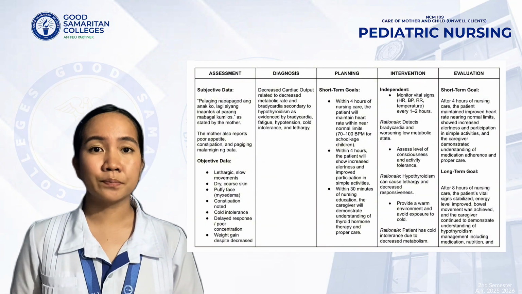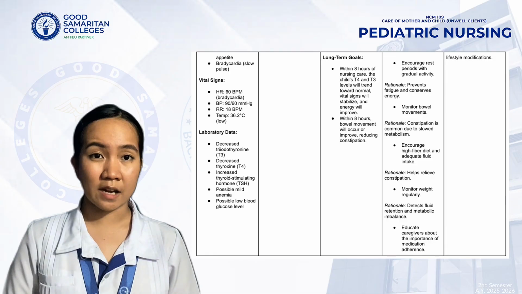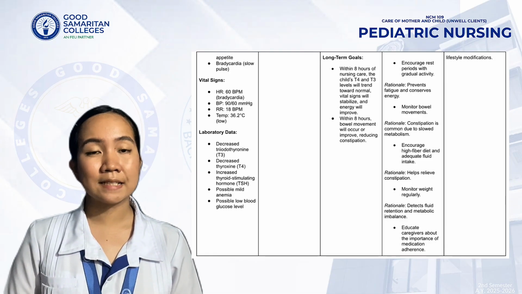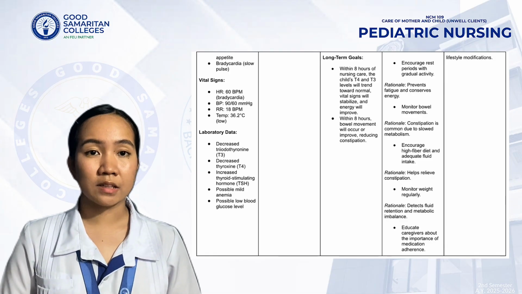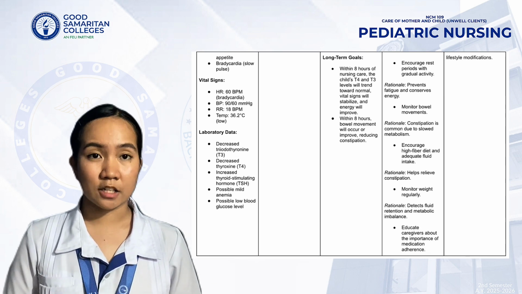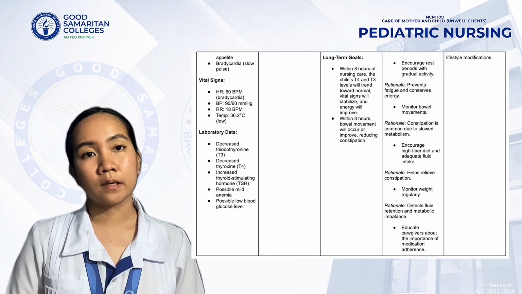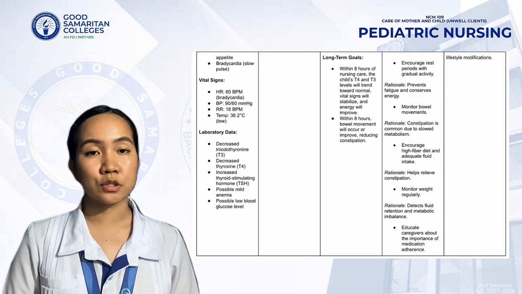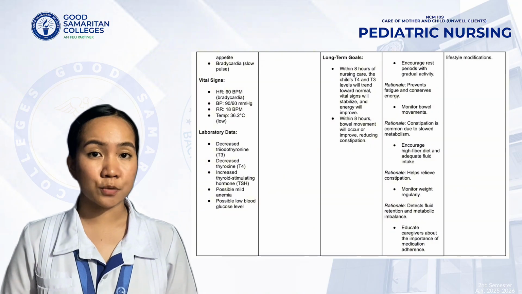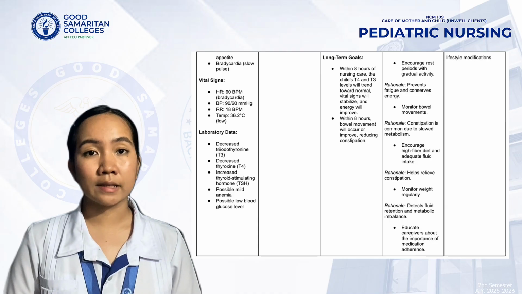And then, napansin din sa objective data na ang bata is bradycardia. So, for vital signs naman, the heart rate is 60 beats per minute, which is bradycardia nga po. This isn't normal for the mga bata, hindi po siya normal. So sa blood pressure po niya, 90/60, while the respiratory rate is 18.